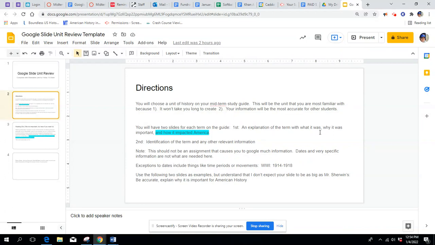Okay. So these 2 slides I'm going to give you here are examples, and I don't expect you to have as much information as I do, but it should be a good, accurate clue that at least explains what it is and why it's important for American history. So I'm going to look at one.